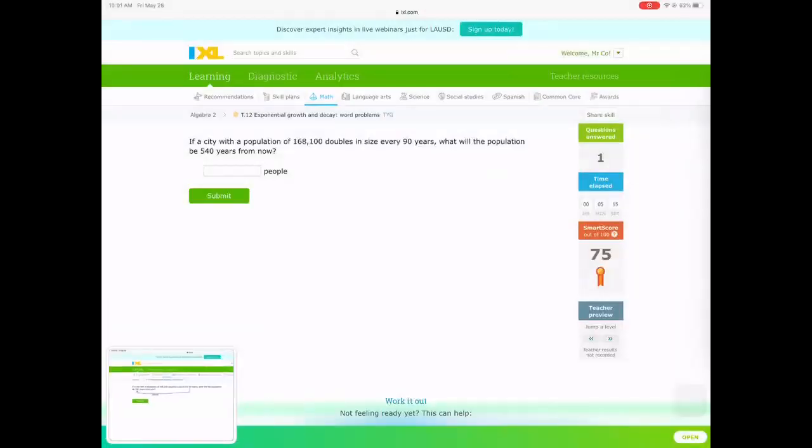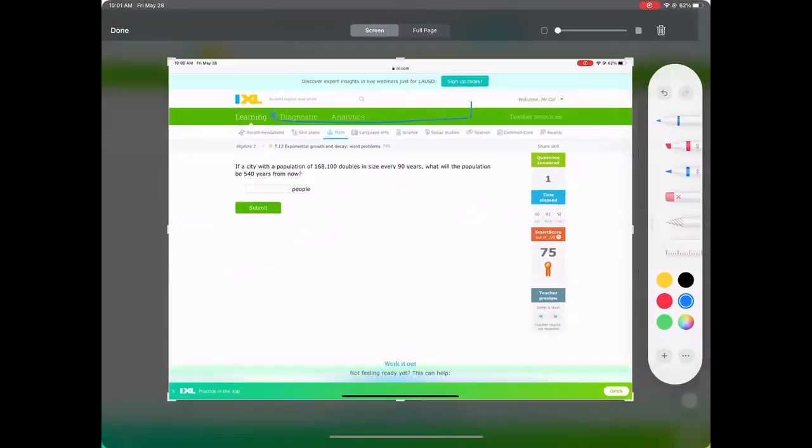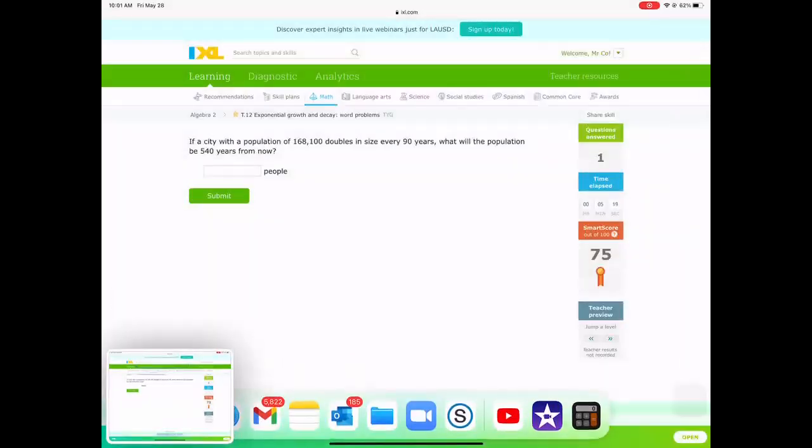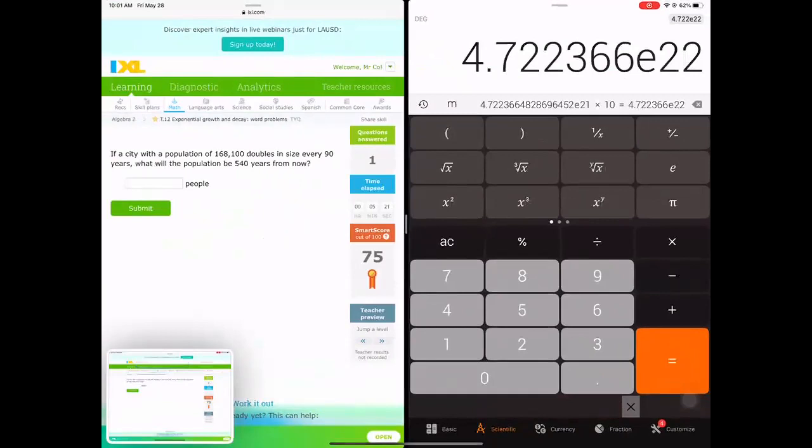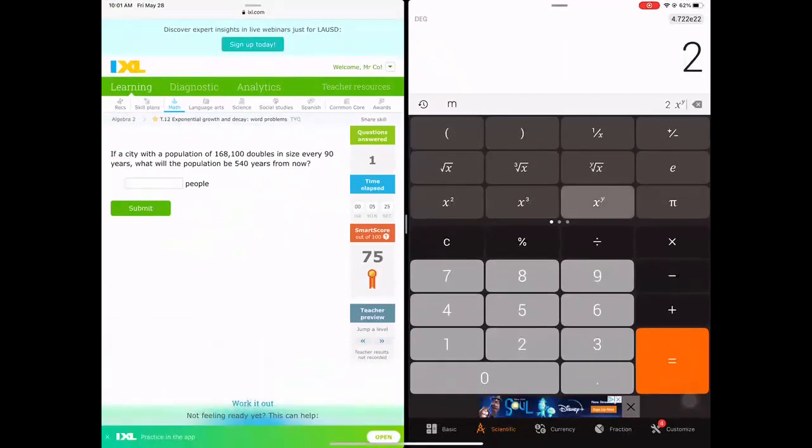So let's go ahead and write this on my calculator. We're going to take 2 to the power of 6, since we said it's going to happen 6 times. And then we'll multiply this by 168,100. And that gives us the population expected after 540 years is going to be over 10 million.